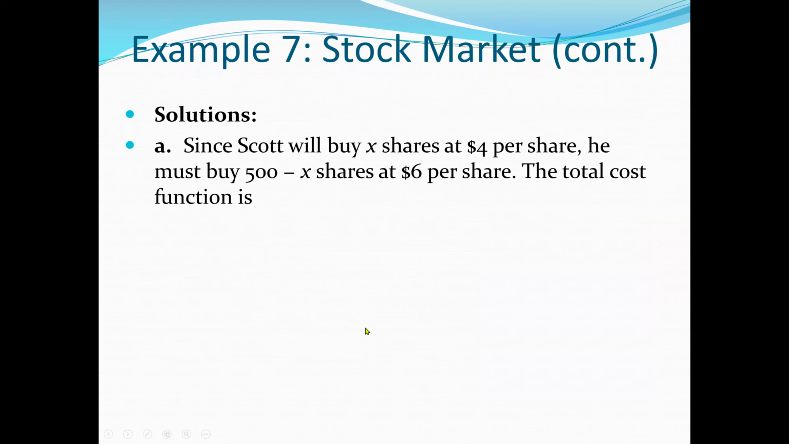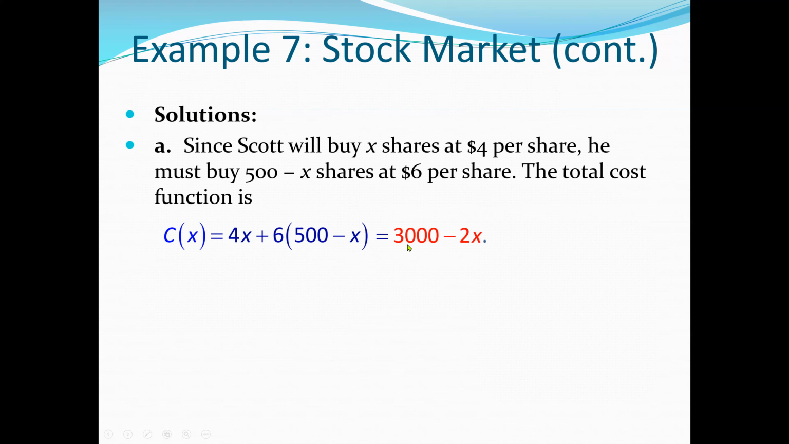So the condition given to us is that since Scott will buy X shares at $4 per share, he must buy 500 minus X shares at $6 per share. So the total cost function is 4x plus 6 times 500 minus x, based on the condition of the question. Since Scott will buy X shares at $4 first, then he must buy 500 minus X at $6. So that will be the total cost.